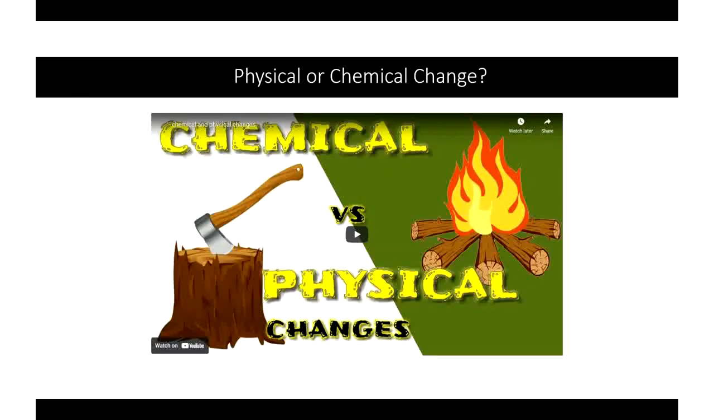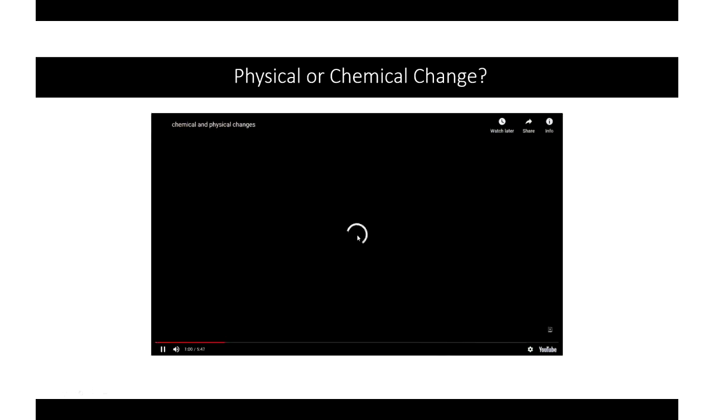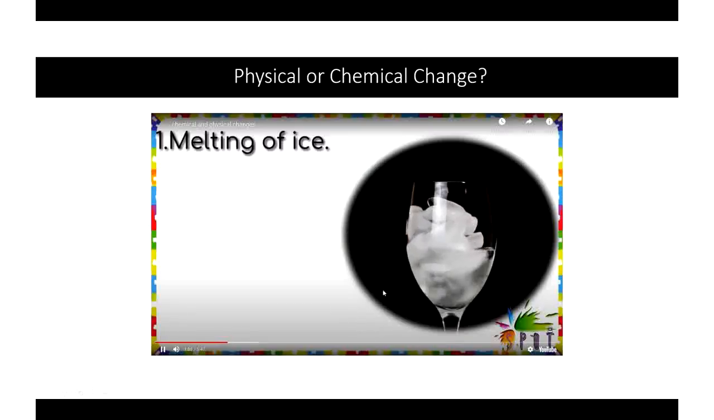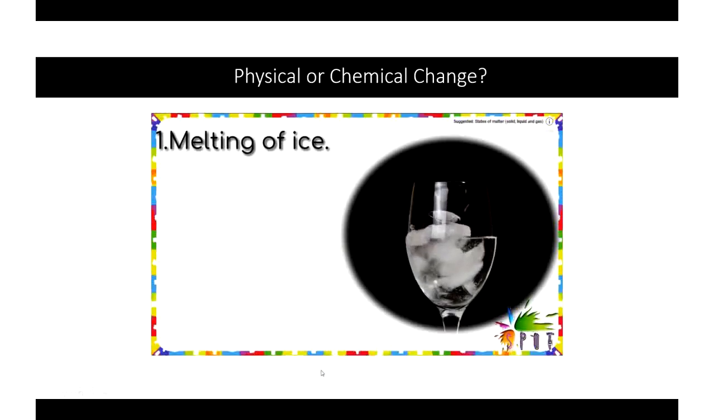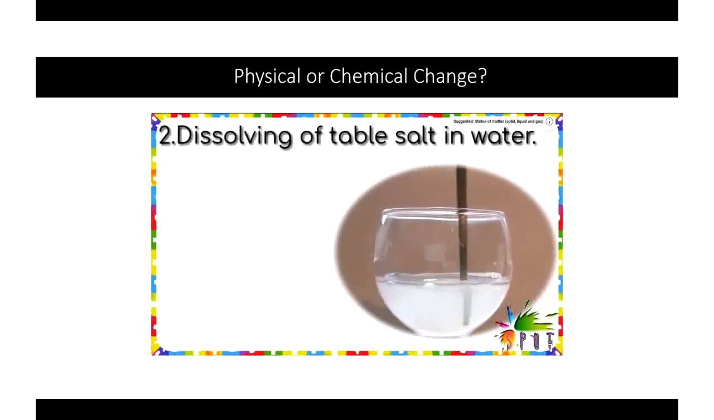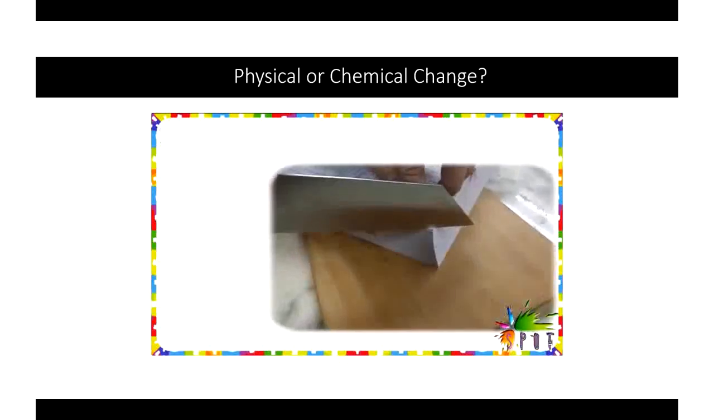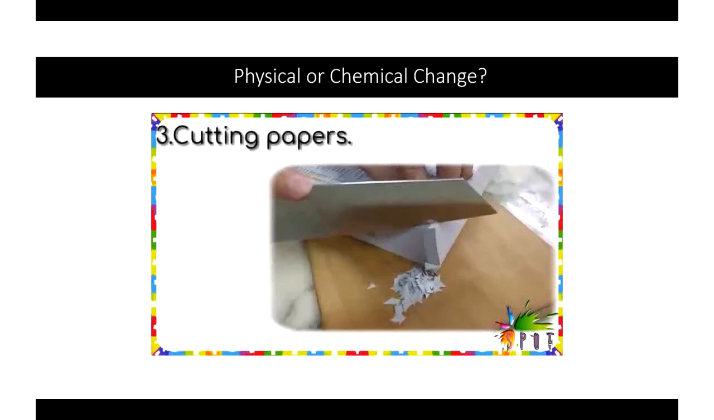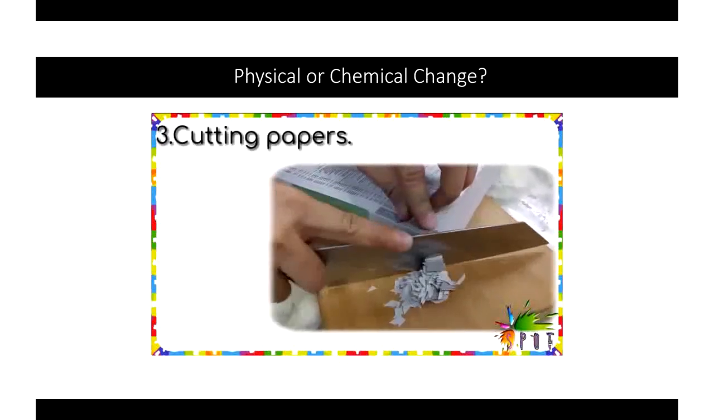So now let's take a look at some examples of physical and chemical changes, and let's talk about why it's going through that type of change. So first, we're going to start with the melting of ice. We know that this is a physical change because it's simply changing states. It's going from solid to liquid. When you dissolve salt into water, that is a physical change. You can actually evaporate the water back out so that you have the solid once again. Cutting paper, again, it's just a physical change because it's a change in size.